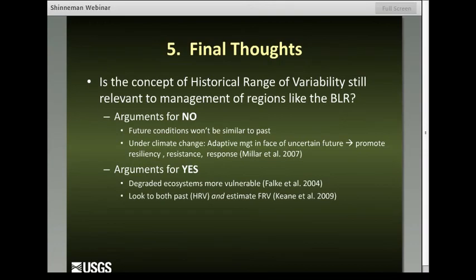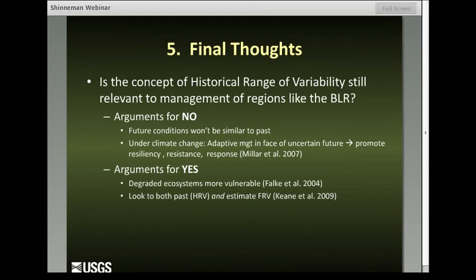But we can also look at it from the other perspective as well. There's arguments that still, I think, are persuasive for using the historical range of variability as a guide for management. The first, in my mind, is that the more degraded an ecosystem is currently, the more removed it is from its historic range of variability, the more likely that we're going to have ecosystems that are going to be vulnerable to ecological change and more likely to pass some ecological threshold that would be undesirable.